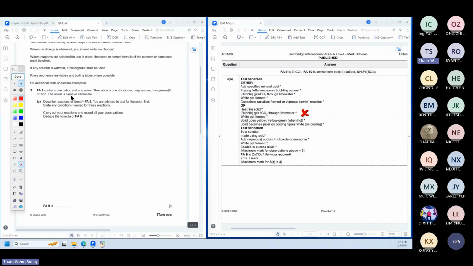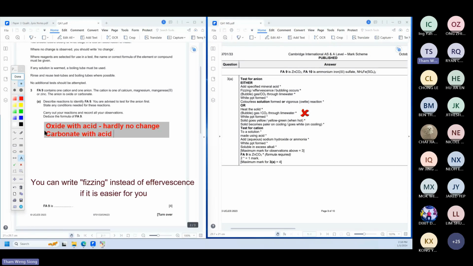So the difference between this and this is that if you think about it, for the first one, if oxide with acid, you will see hardly any change. But if it's carbonate with acid, the keyword is that you must put there effervescence. And then you test for the gas.